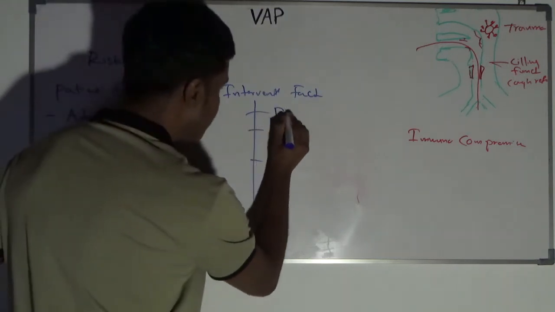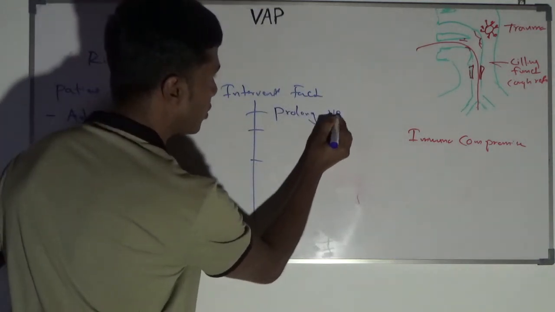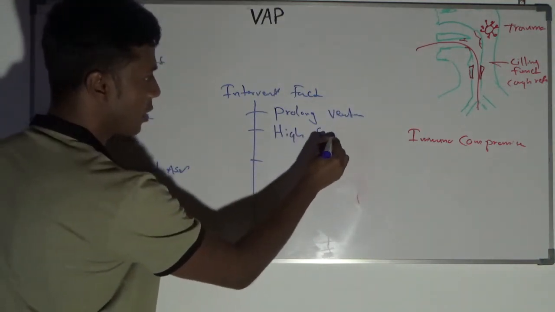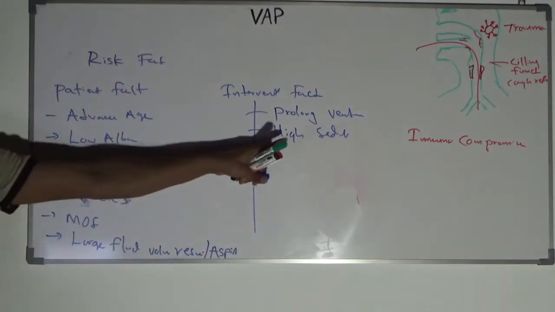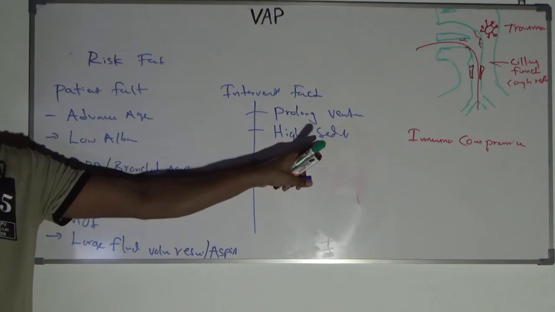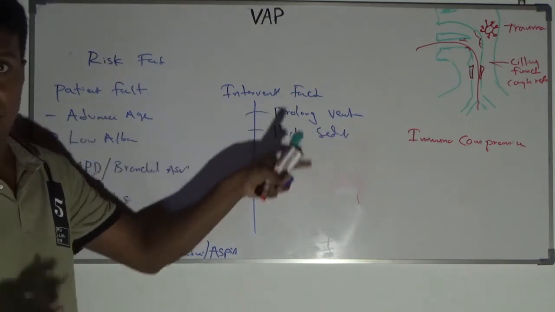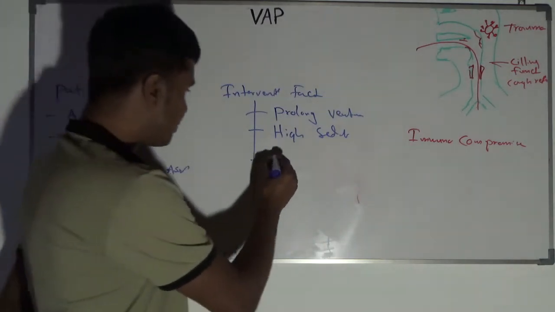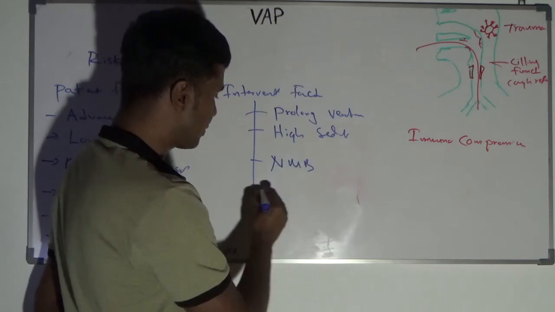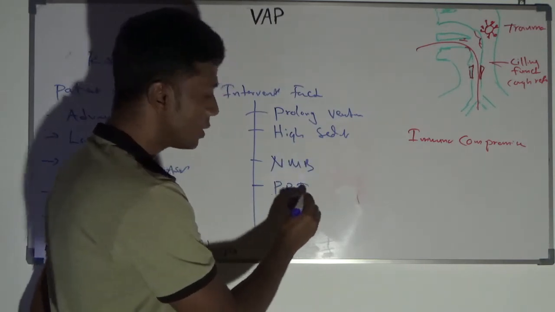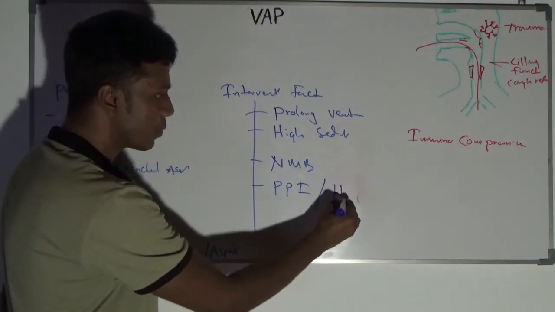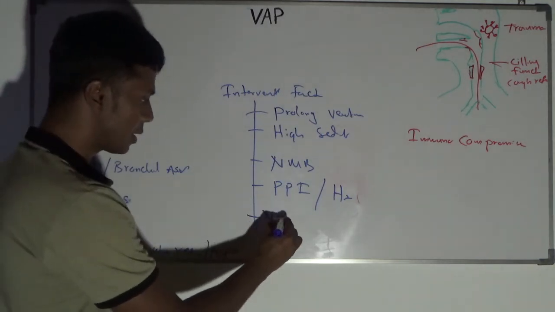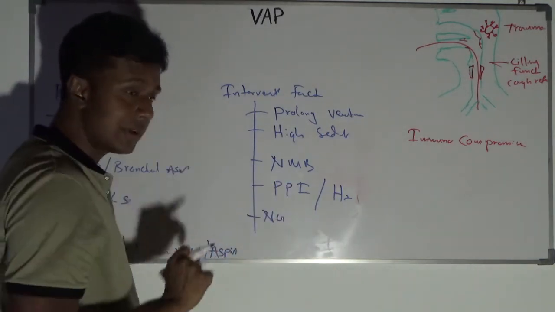The prolonged ventilation, and a high level of sedation. If you give a high level of sedation to your patient, they can develop ventilator associated pneumonia. The other one is neuromuscular blockers, use of proton pump inhibitors, and sometimes H2 receptor blockers also. I will explain those later. NG tube was also found to slightly increase ventilator associated pneumonia.